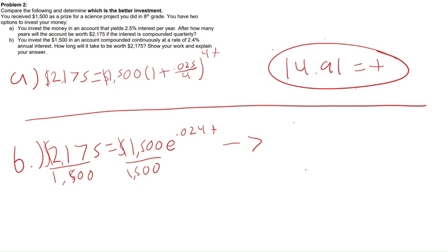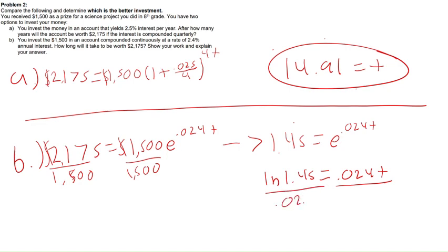When 2,175 is divided by 1,500, it equals 1.45, which is equal to e^0.024t. How we can get this down is by using the natural logarithm, since the base is e. So we can do ln 1.45 equals 0.024t. And then all we have to do to isolate t is divide both sides by 0.024.